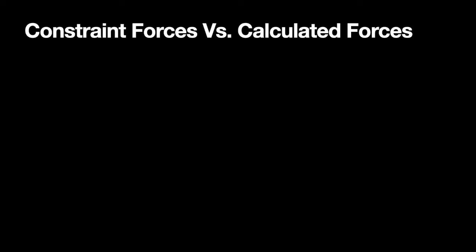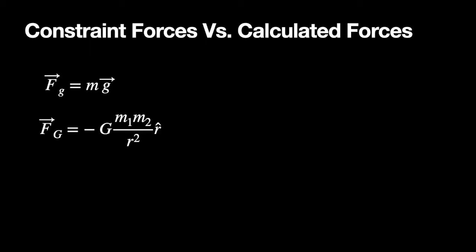So we really have 2 kinds of forces. We have constraint forces and we have calculated forces. Let me start with some calculated forces. Here's one: the gravitational force on the surface of the Earth. If we know the mass and we know the gravitational field g, then we can calculate the gravitational force. Here is the better gravitational force, due to objects, where we can change the distance. So if you want to look at the gravitational force at the space station or on the moon, or between the moon and the Earth, that's the gravitational force.